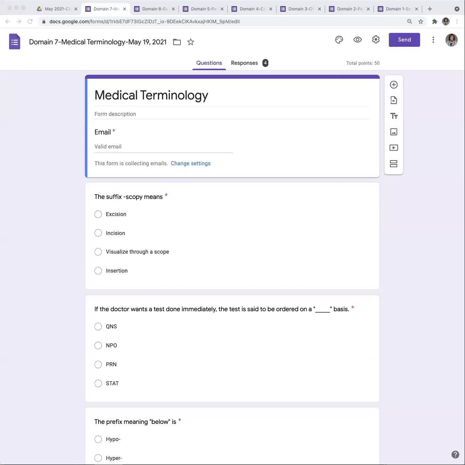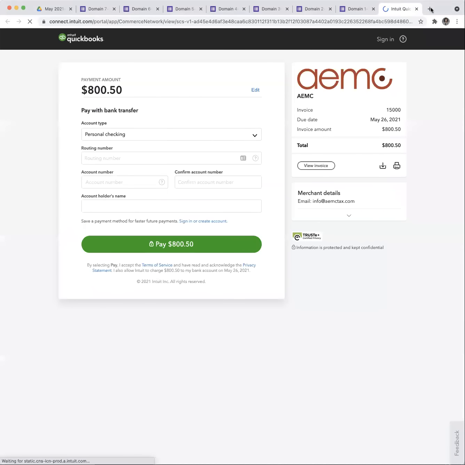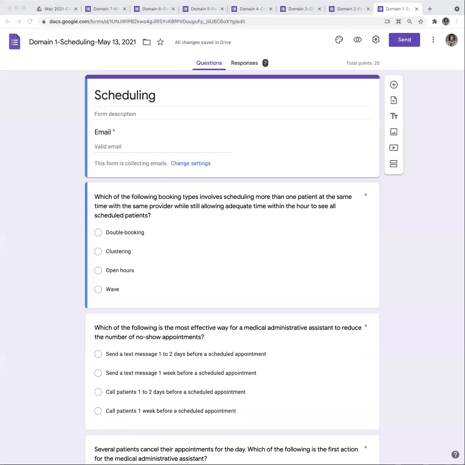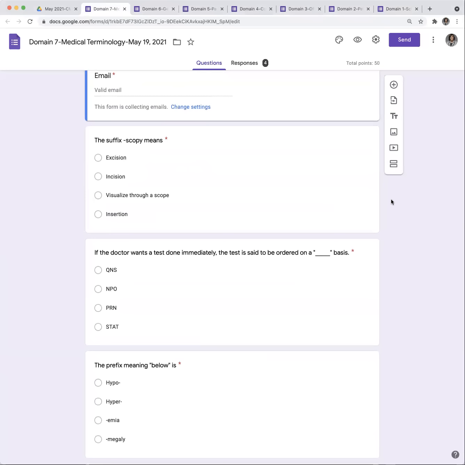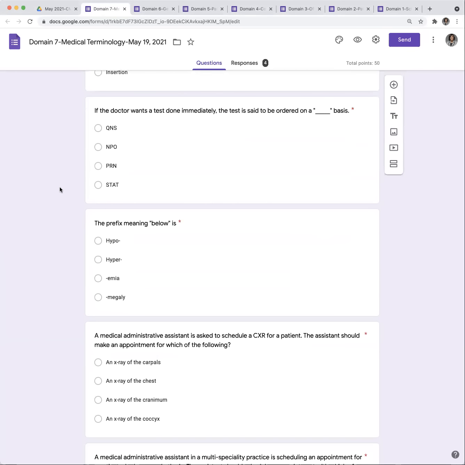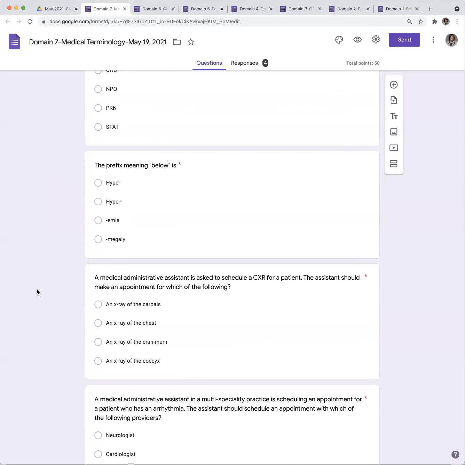So what I would like is for you all to be able to answer these questions. I will start with the first one. The suffix "scopy" means? Visualize through a scope. That is correct. If the doctor wants a test done immediately, he wants it done stat. Right now. All right. The prefix below is hypo.